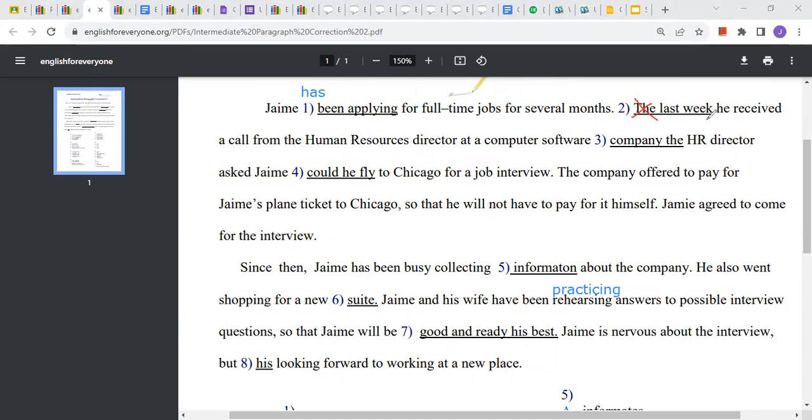So last week he received a call from the human resources director at a computer software company. The HR director asked Jamie, let's stop here. Look at this little phrase here, "a computer software company." What's wrong here? Company names take a capital letter, but here we are not naming the company, so no capitalization.